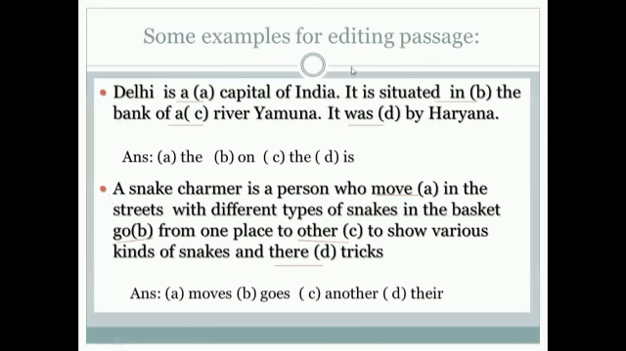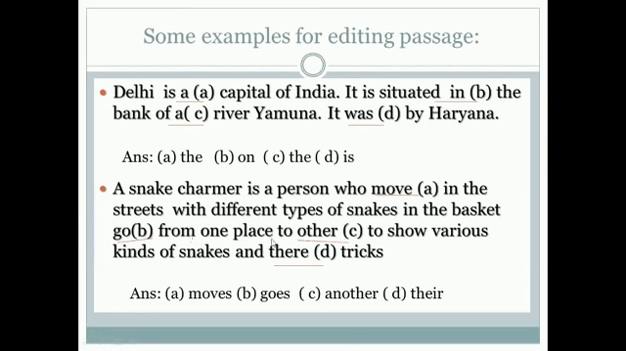And some of the examples are given for editing passages. So if you see here, Delhi is the capital of India and it is situated in the bank of river Yamuna. It was by Haryana. So if you see here, the editing passage should be: Delhi is the capital of India. It is situated on the bank of the river Yamuna. It is by Haryana. Okay, and next, it's snake charmer is a person. See here, it is in present tense. So here, who moves in the streets with different types of snakes in the basket goes from one place to other.